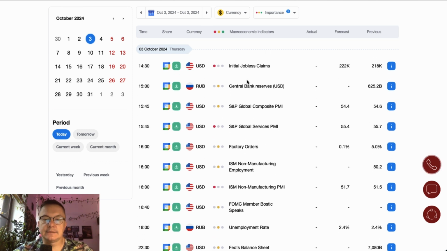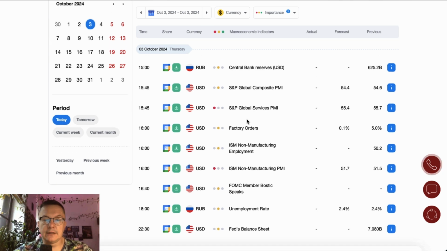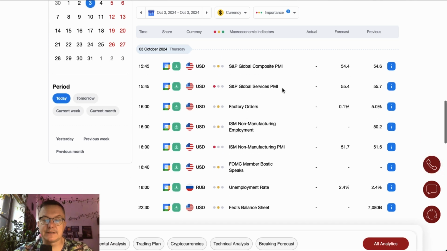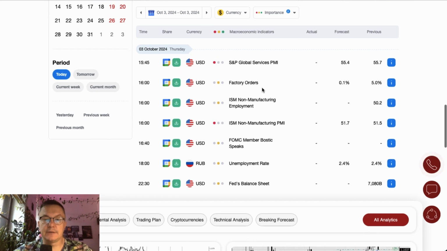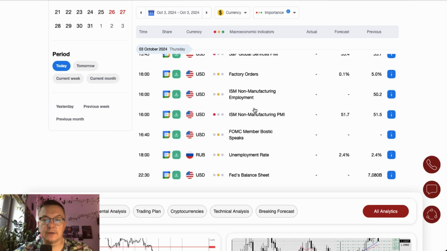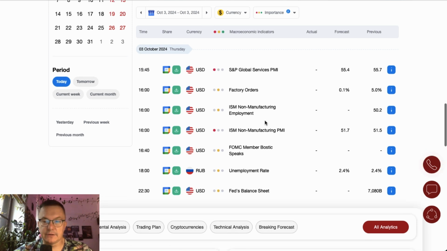And the New York session, US session, starts with initial jobless claims, one of the main events of today. As usual, this event is scheduled for release at 2:30. Then we got the S&P Global Services PMI data. Another very important data release at 3:45. Then we got factory orders at 4 o'clock, together with the ISM non-manufacturing PMI data from the US and non-manufacturing employment.